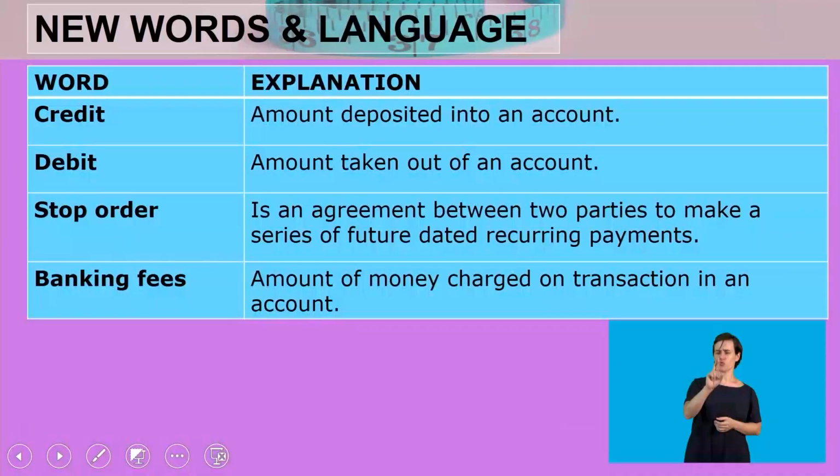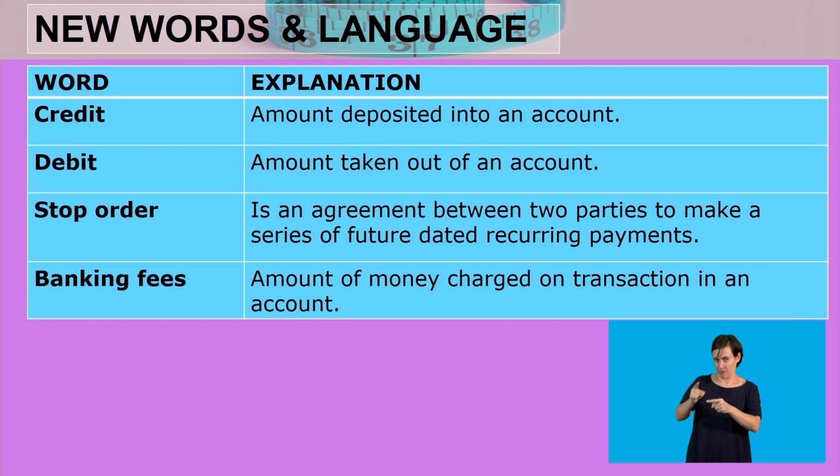Credit, it's an amount deposited into an account, as well as a debit, it's the money taken out of the account. So you should be able to differentiate between those two and not confuse them. Then we have a stop order. It is an agreement between two parties to make a series of future dated recurring payments.